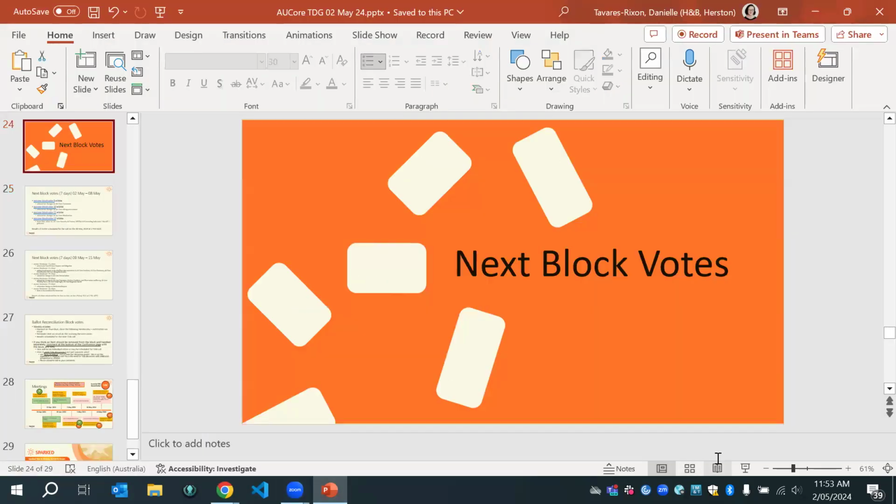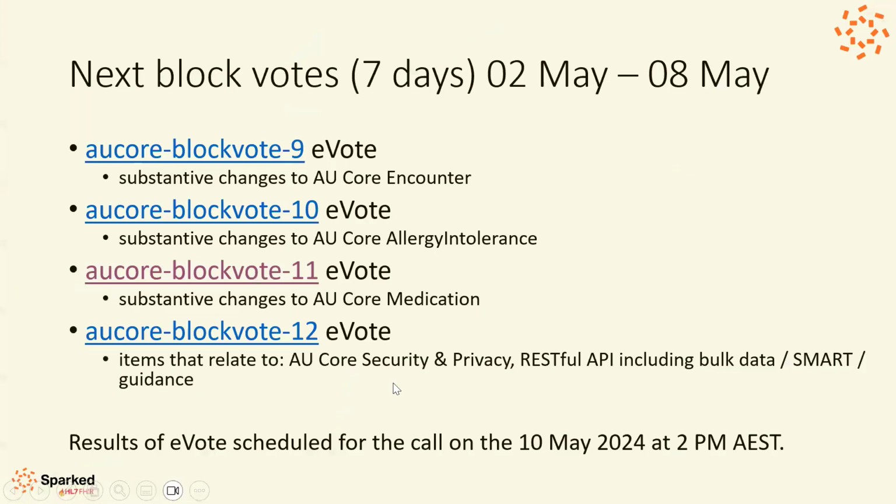All right, hopping back to this. So here's what's out. We've got 4 of these. All the substantive changes on AU Core Encounter that have been raised have been put into one block. The substantive changes to AU Core Allergy Intolerance, those that were remaining, we've already done the must support removals, I believe, for quite a few. And then we have the substantive changes to medication in block vote 11.